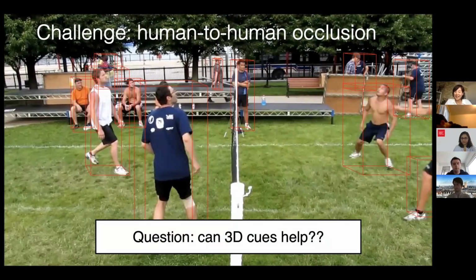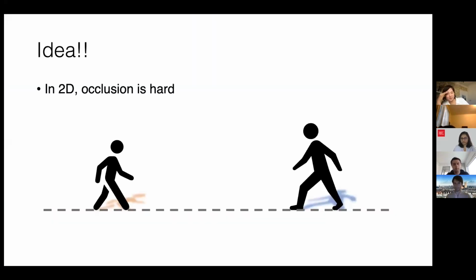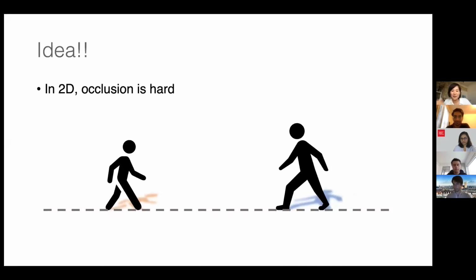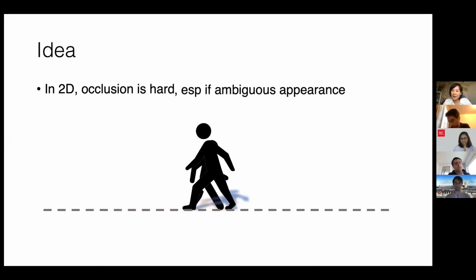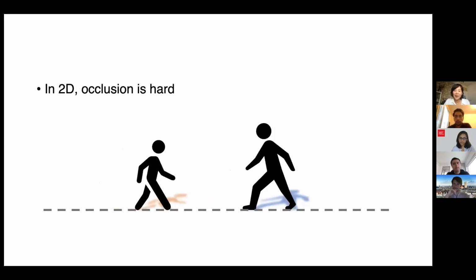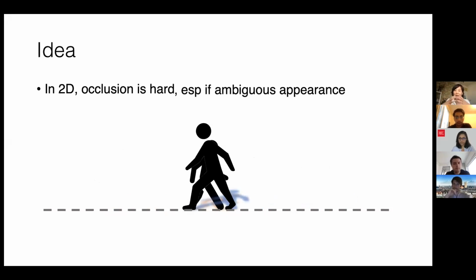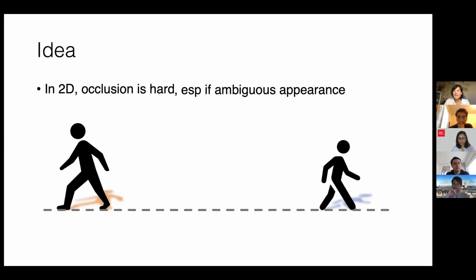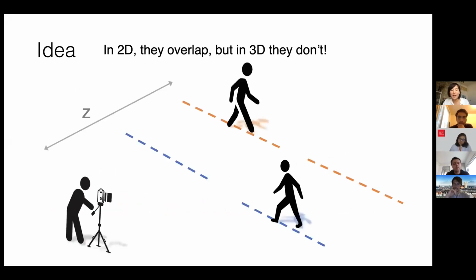So here's the idea that I pitched to a student. In 2D, occlusion is hard because you have two people walking, and especially if the appearance is ambiguous, when they overlap each other, it's difficult to disambiguate. So this is a blue person and an orange person walking by, and I'm sure there are other sophisticated ways, but making it really simple, you may confuse their identities because they just overlapped, and from 2D images it's difficult to disambiguate. But in 2D they overlap; in 3D they actually don't.